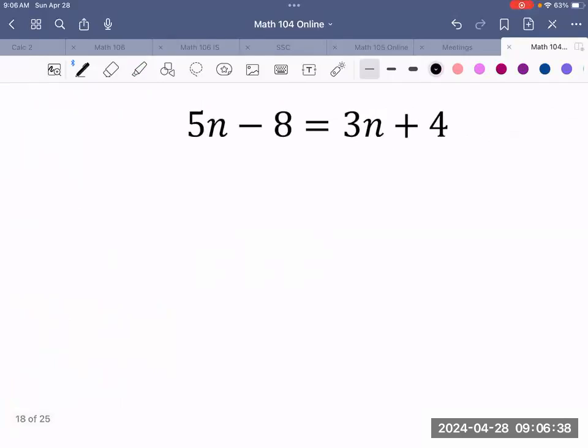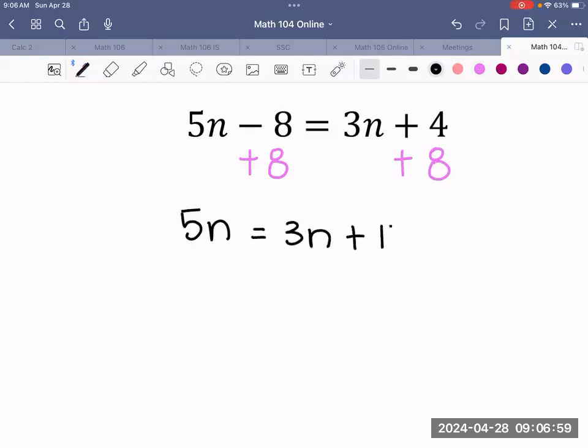Last but not least, you might see it where you have multiple variables, but they are the exact same variables, and we want to work to get them to the same side. So one thing we can do is try and get 8 to the other side. That matches with your 4. So you have 5n is equal to 3n plus 12. And then perhaps we subtract your 3n to the other side.